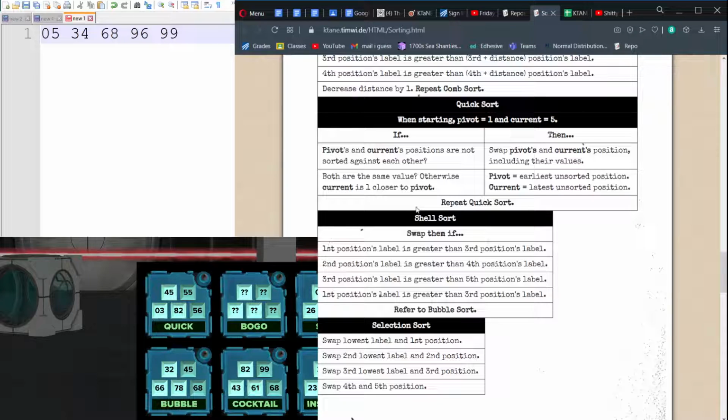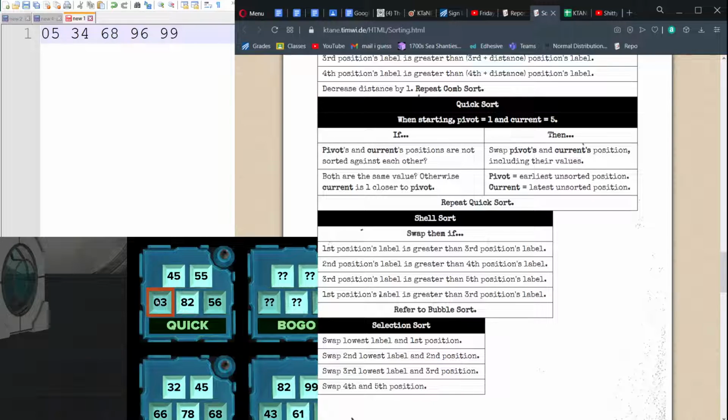Quick sort. Basically, you're given 2 things. You're given 2 terms. You're given the pivot term and the current term, and that's basically just where you're comparing with and against. So the pivot is always going to start on 1, and the current is always going to start on 5. And we're going to swap 1 and 5 if they're not sorted against each other. So basically, if the pivot is greater than the current, then you swap the two.